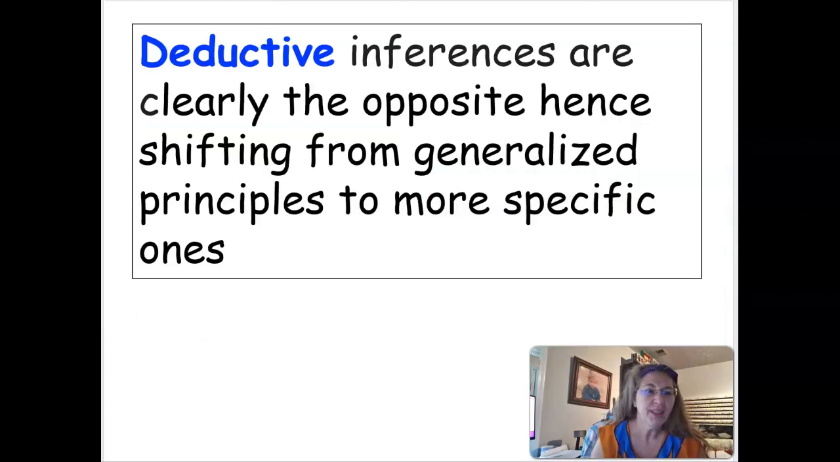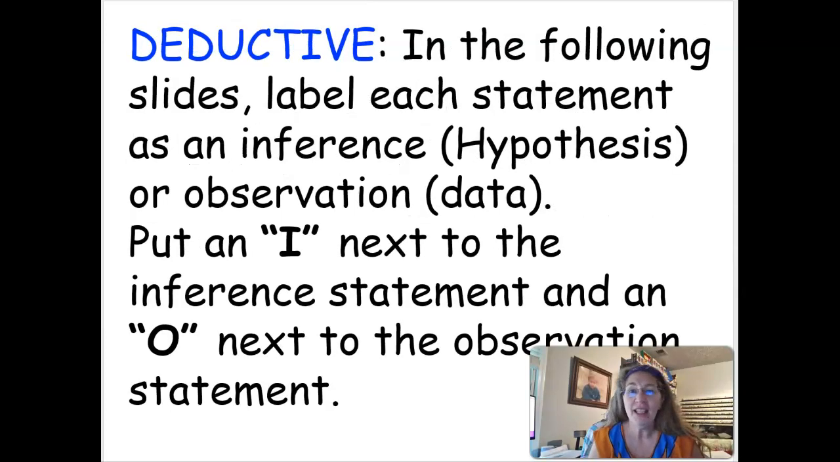Deductive inferences are opposite, and they go from a generalized principle to being more specific. These can be kind of tricky sometimes. Same thing in the Go Formative, it's going to give you some statements or some pictures and ask you to put an I for inference and an O for observation.